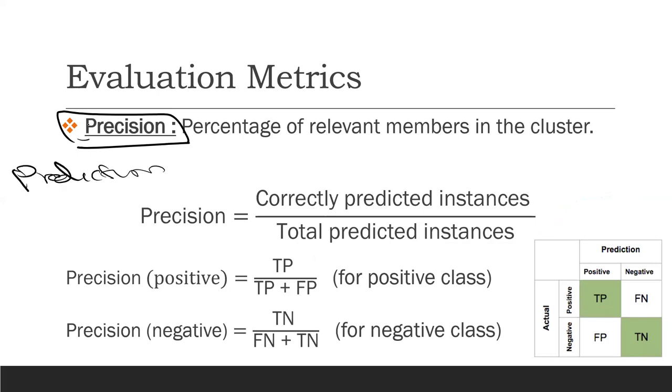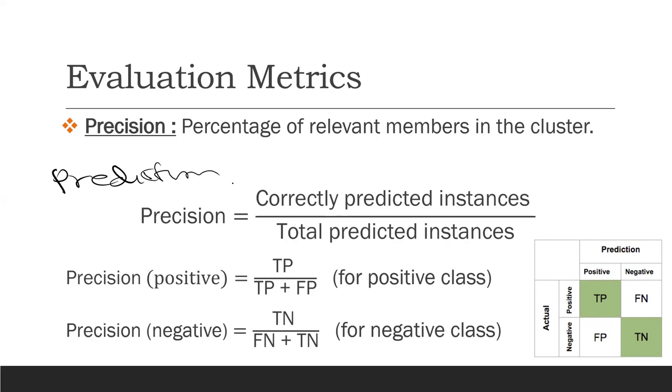So both start with P, so you can remember easily. Precision starts with P, and predictions also start with P, so you won't forget this, right? Precision is related to predictions. The ratio between the predictions we can call precision.